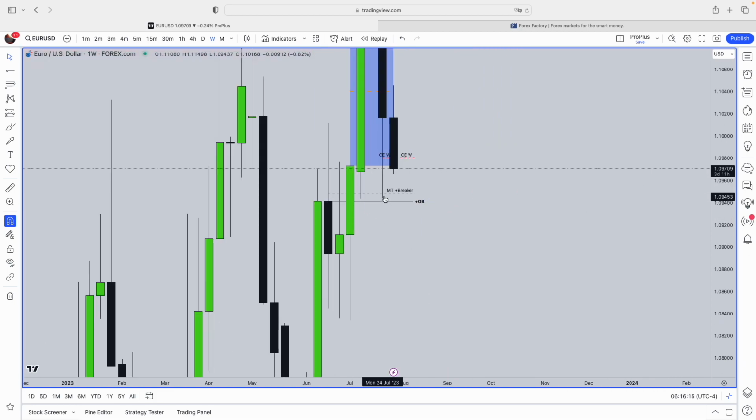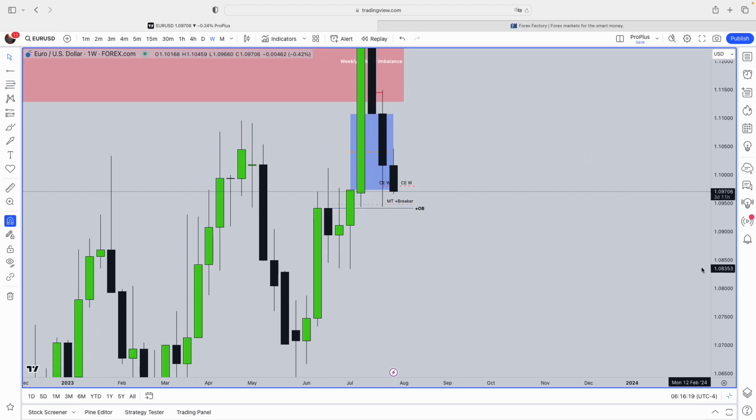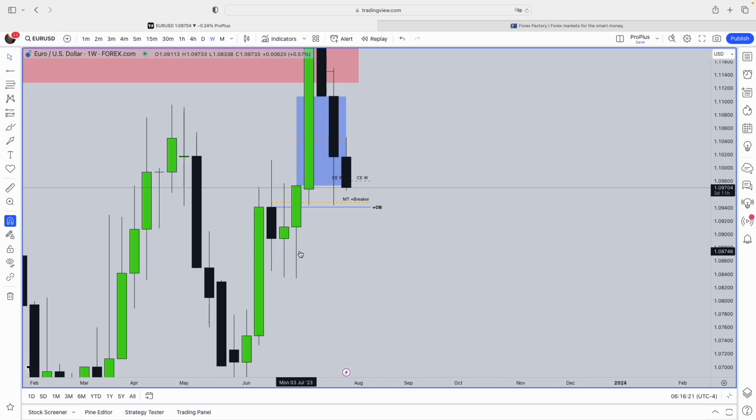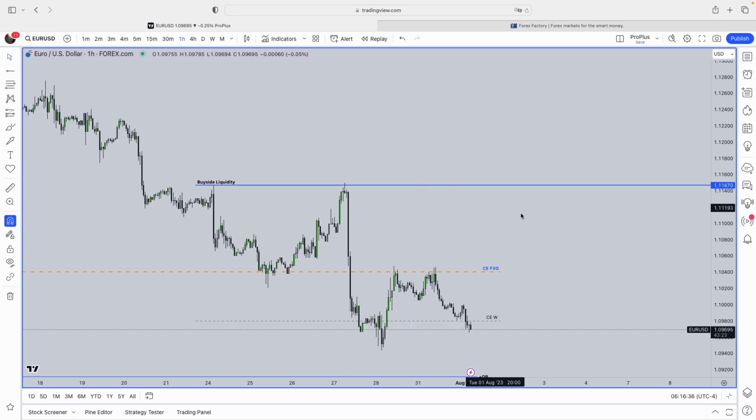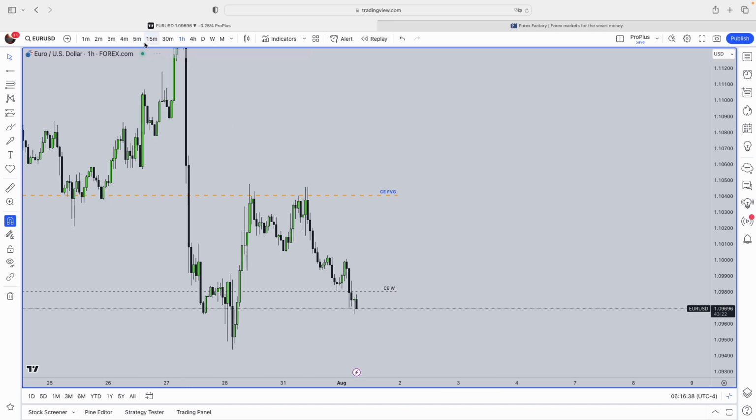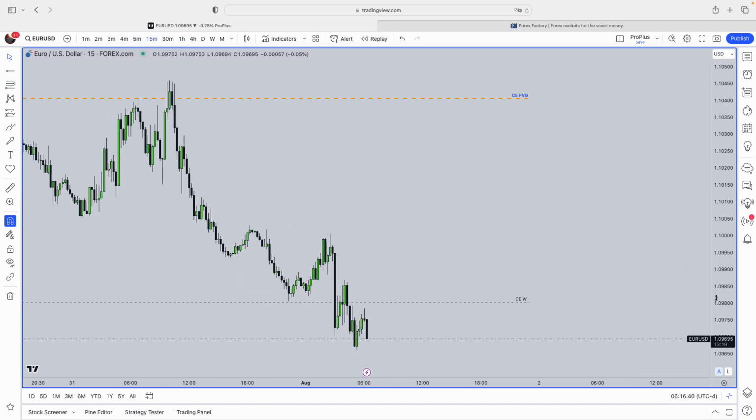Equal lows here as well, so potentially sell side. And then if it pushes lower, the mean threshold of this bullish breaker, and then the consequent encroachment of that wick, and there's also a BISI here. But for me, it is this order block, so I'll be short on EU from now.